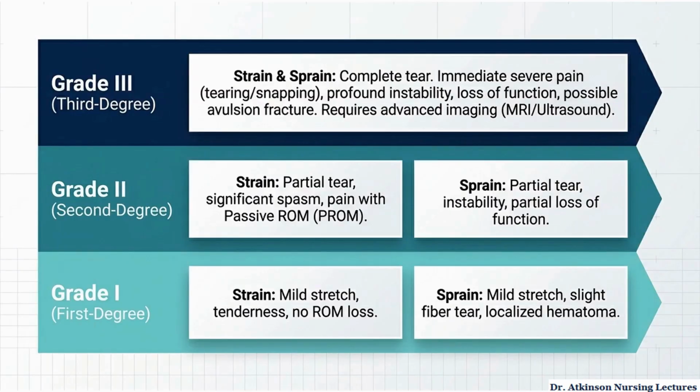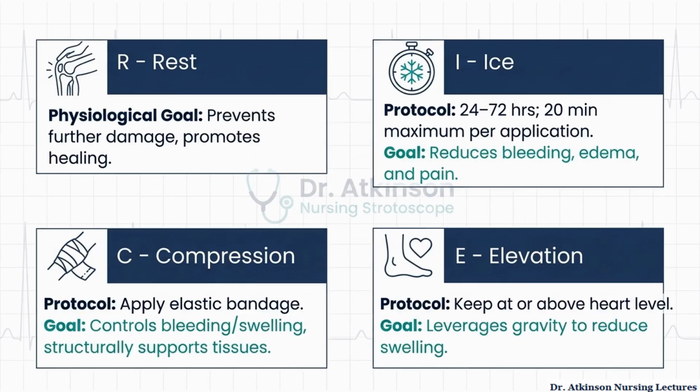Strain and sprain grading determines the level of treatment and follow-up required. Grade 1 injuries involve mild stretching with intact fibers and minimal functional loss, usually managed with conservative RICE therapy. Grade 2 injuries involve partial tearing with pain, spasm, instability, and decreased function that often require immobilization and physical therapy. Grade 3 injuries are complete tears with severe pain, instability, loss of function, and possible avulsion fracture, requiring advanced imaging and likely surgical evaluation.